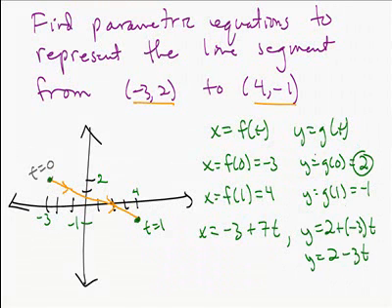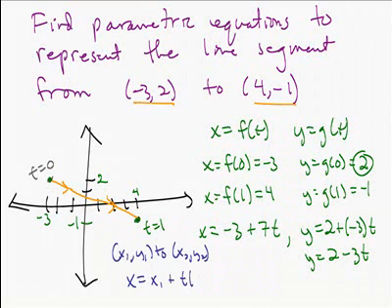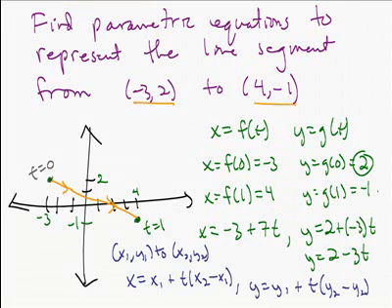And you can see then why those formulas in the book in 27a hold. For a parameterization of a line segment from (x1, y1) to (x2, y2), x will be the starting point x1 plus t times the difference between the two x's, x2 minus x1. That's what we did here to get 7. We took 4 minus negative 3. Y then will be the starting point y1 plus t times the change in the y's, y2 minus y1. That's also what we did here to get negative 3. We took negative 1 minus 2.